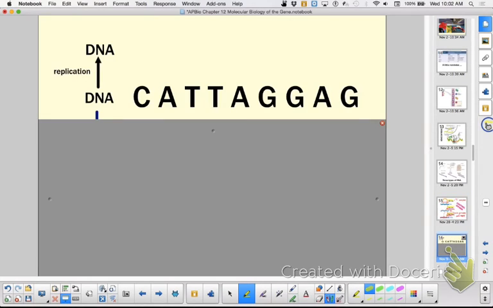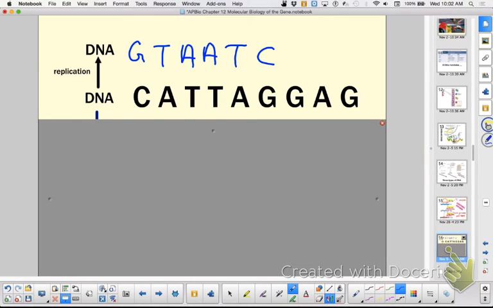All right. So if we were going to do replication only, now replication would happen both on the leading and the lagging strand. But if I was only going to do replication and I'm just looking at the leading strand, what would be my complementary bases here? Do it with me. Now, go. T, go. So you know how to make complementary DNA.